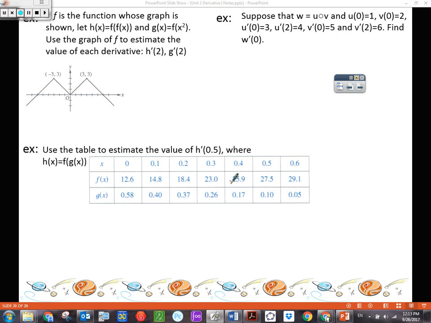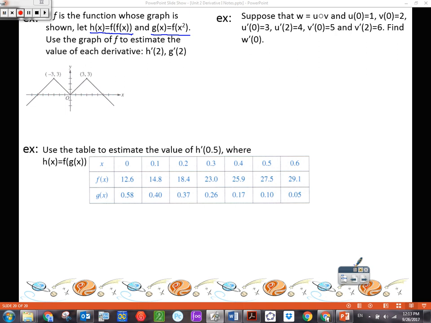So f is the function whose graph is shown below, and they're giving us some definitions. They're saying that h of x is a composite function, f of f of x, and g of x is also a composite function, a little bit stranger looking. It's f of x squared, which is kind of weird in itself. But anyway, those are our 2 functions we're going to be working with. So let's do that.